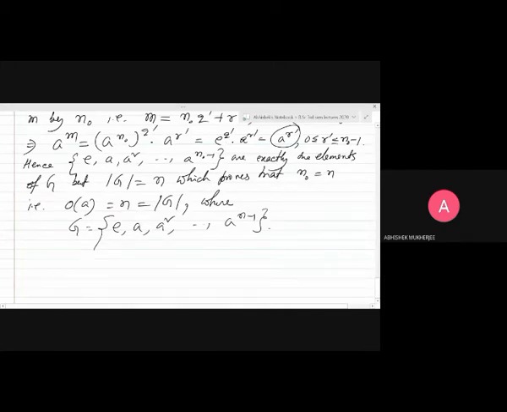So if you have a finite cyclic group of order n, which is generated by some element a, then order of a must be equal to the order of the group.